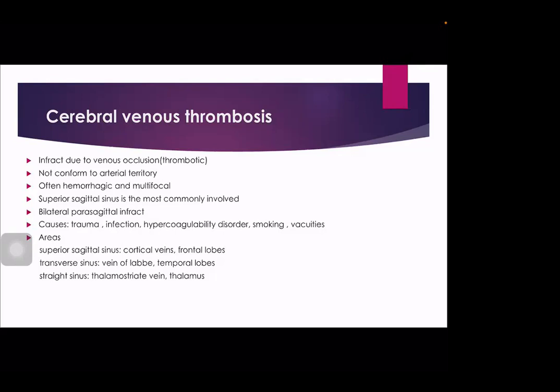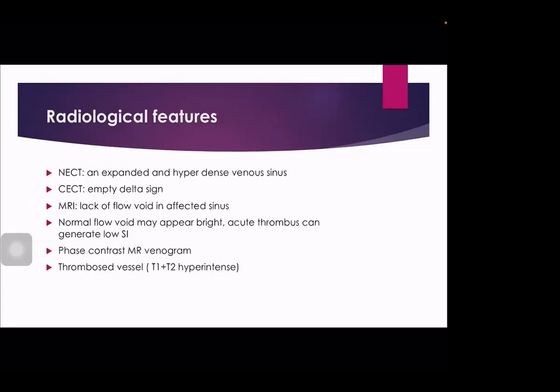The area of the brain that is affected by the venous infarction varies according to which sinus is involved. For example, superior sagittal sinus occlusion affects the frontal lobes. The transverse sinus and vein of Labbé affect the temporal lobe. The straight sinus affects the thalamus. Radiological features, I will show on the images.